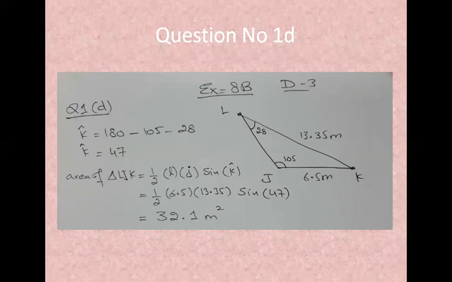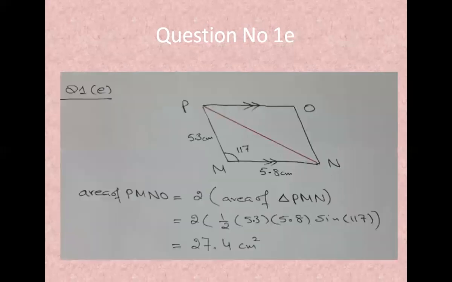Then I can apply the formula for the area of the triangle LJK. The formula will be 1 by 2 into L into J into sine K. So substitute the values in your calculator. You will enter 1 divided by 2 into 6.5 into 13.35 into sine 47 equals, and that will be 32.1 meter square.